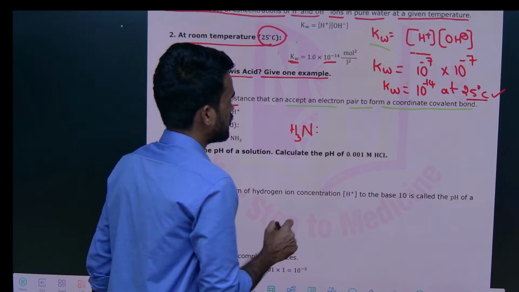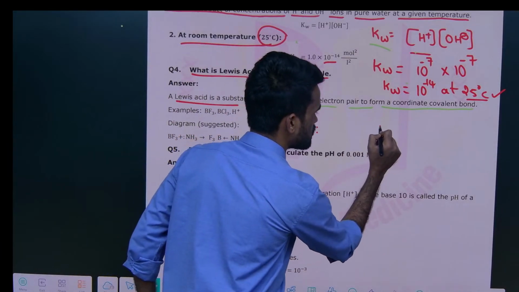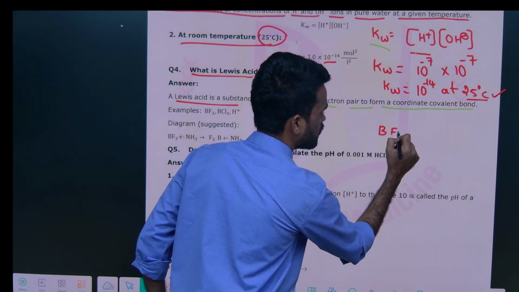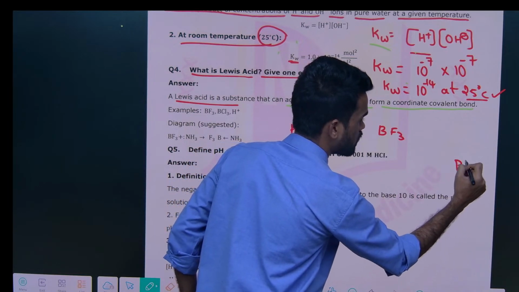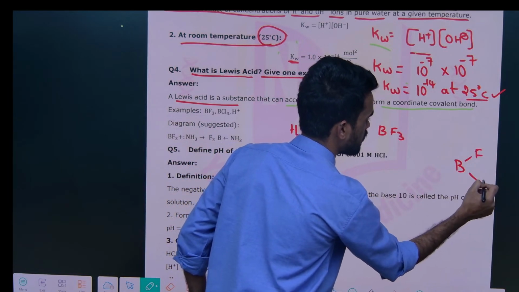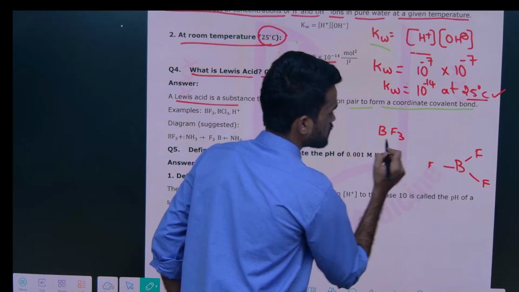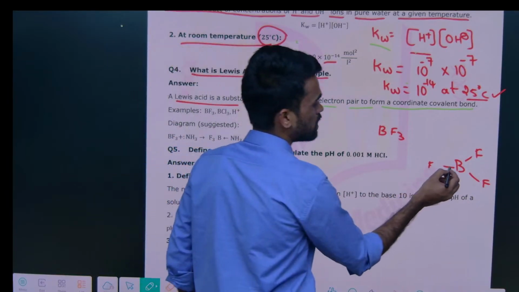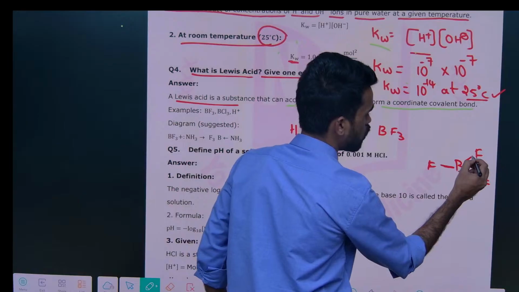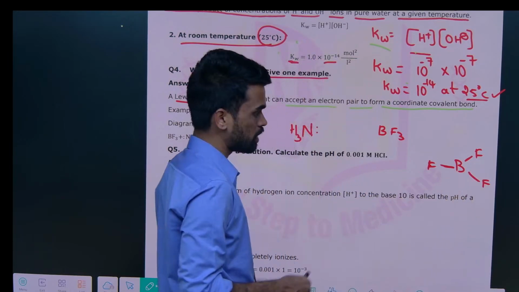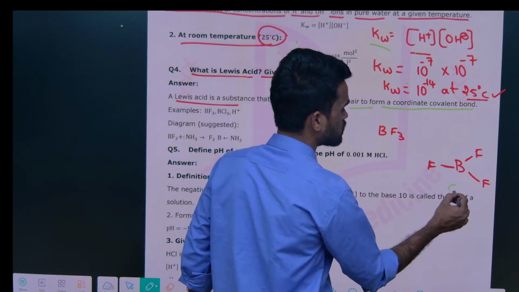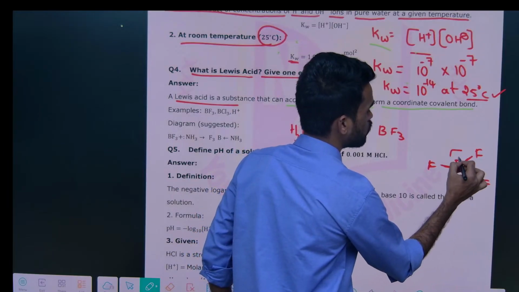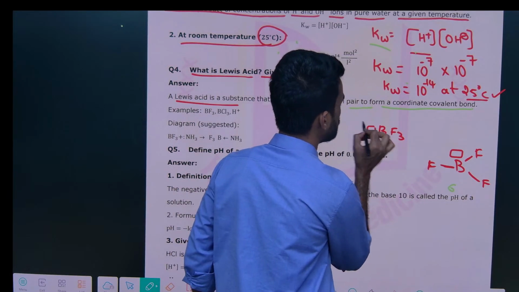Now I am writing BF3. What is this? BF3 means boron trifluoride, with 3 fluorines like this. Around the boron there are only 3 sigma bonds right now. It means how many electrons are there in the boron in the BF3 molecule? Only 6 electrons. It means one more vacant orbital is present on this BF3 molecule.